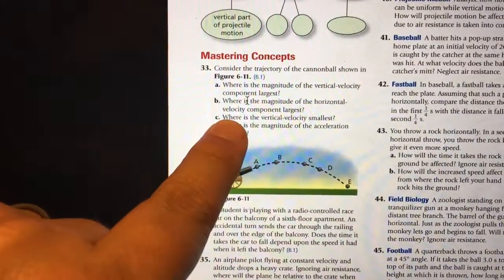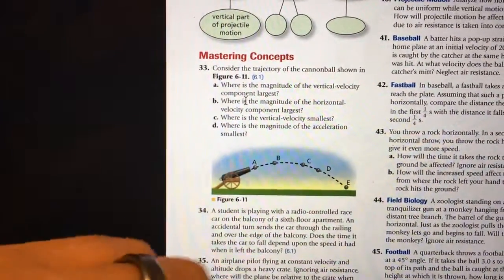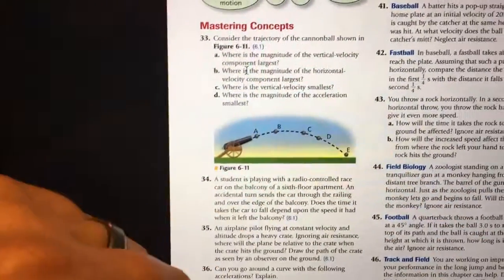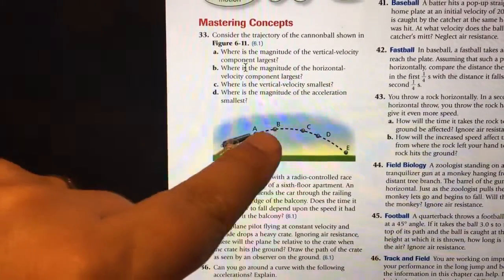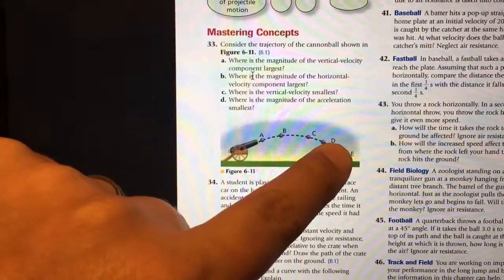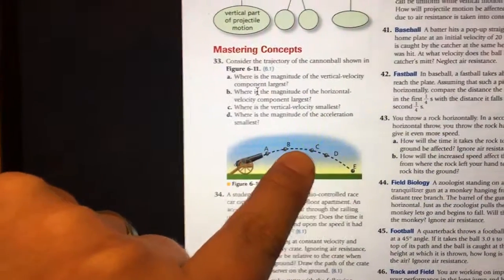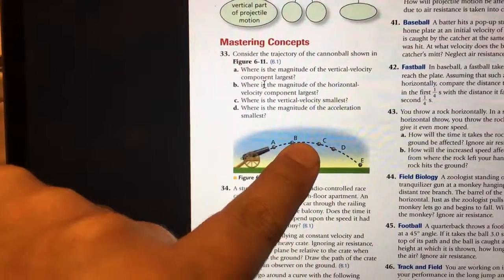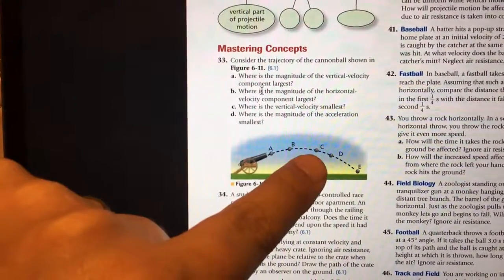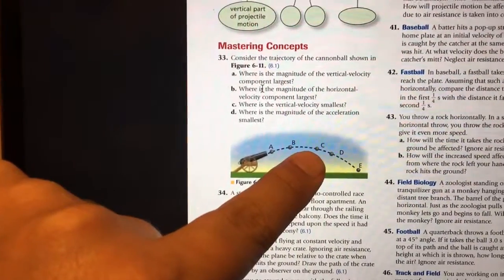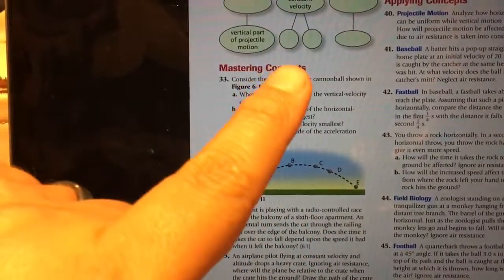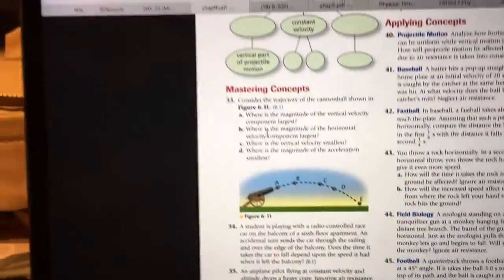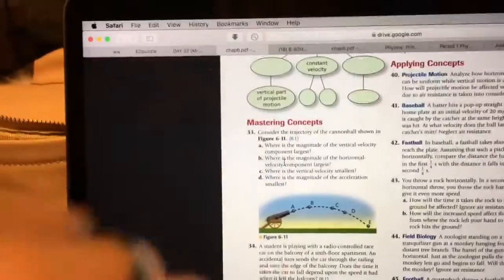Moving on. C. Where's the vertical velocity the smallest? Well, that's basically asking where is the ball traveling flat horizontally. And so where is that? Here. In between B and C, the trajectory, the path that the projectile takes, is flat. And when it's flat, the vertical velocity is 0. Just like when you throw something up, when it gets to the top, its vertical velocity is 0. It's stopped moving up and down.